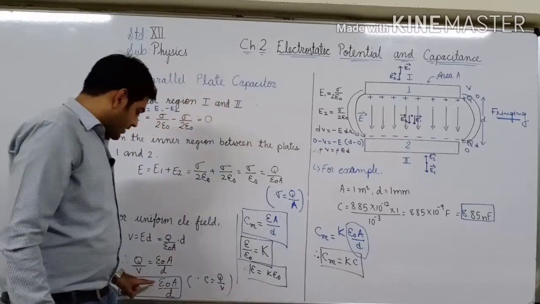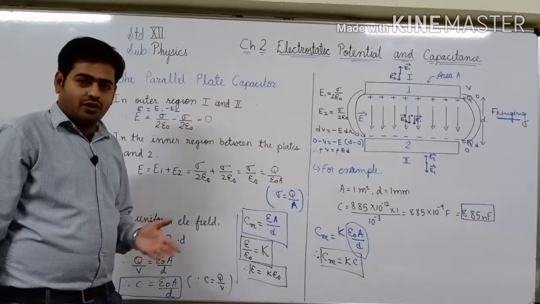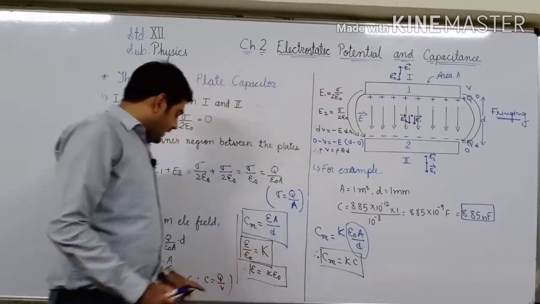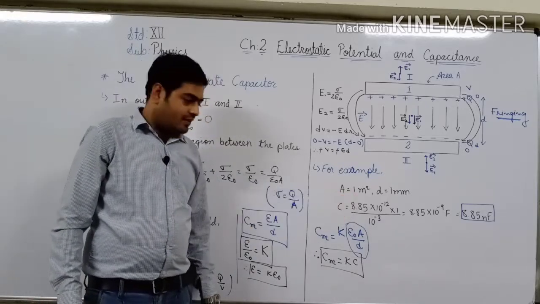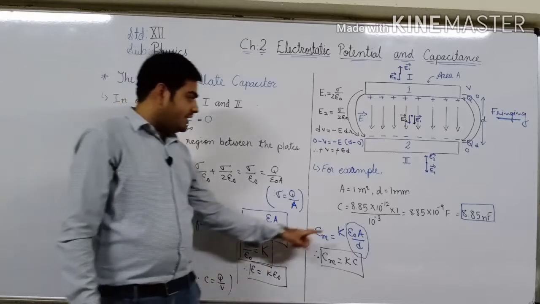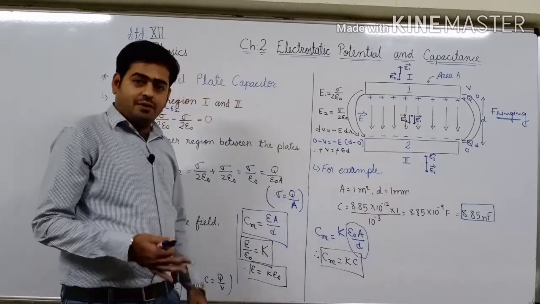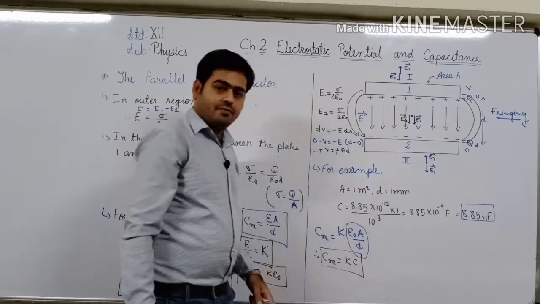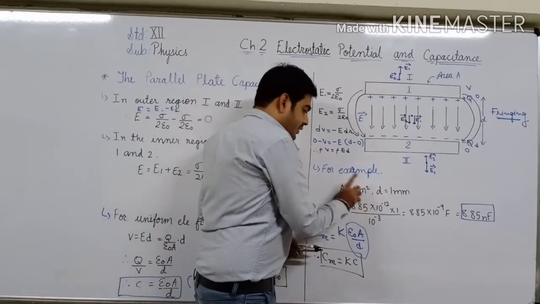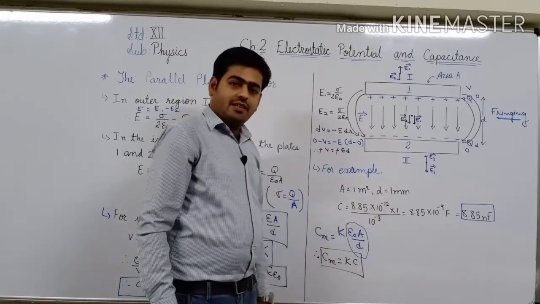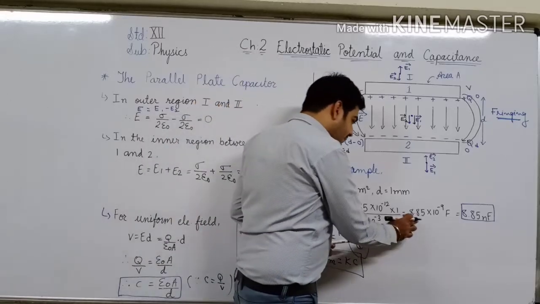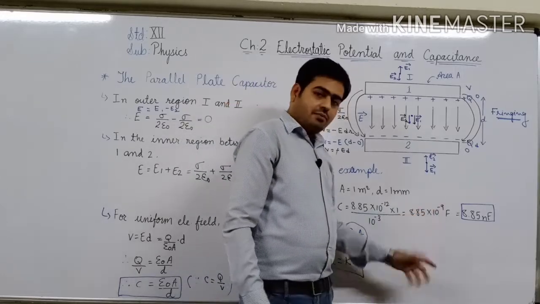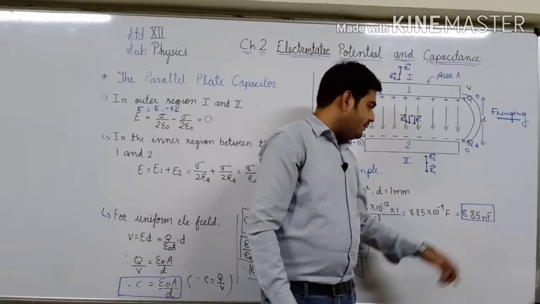C is equal to epsilon naught. What is the value of epsilon naught? The permittivity of free space, which we have already studied in chapter number 1, is 8.85 into 10 raised to minus 12. Area I have taken as 1 meter square. D is 1 millimeter. When we convert it into meter, milli is 10 raised to minus 3, so we can write 10 raised to minus 3 meter. Taking 10 raised to minus 3 in the numerator, minus 12 plus 3 is minus 9. So we can write 8.85 into 10 raised to minus 9 farad. 10 raised to minus 9 is nothing but nano, so the capacitance is 8.85 nanofarad.